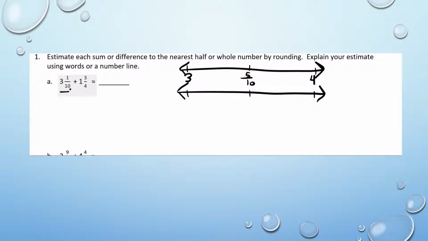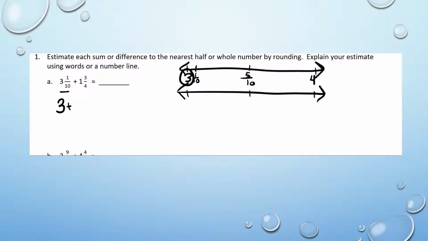So we're going to take this 1/10 and we're going to put it on the number line I just drew. So if I were to put 1/10 on here, it would be right up front, because if I drew my 10 lines, that would be where the 1 would be. 1/10 is closest to a whole number, 3. So I'll be rounding 3 1/10 to 3.